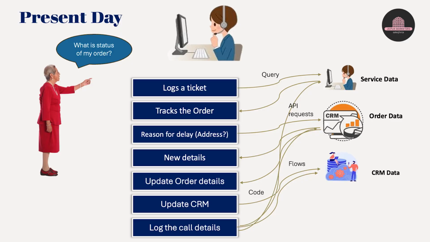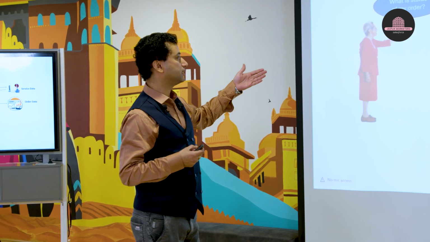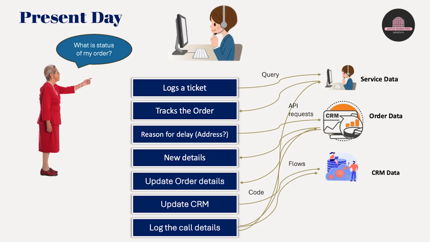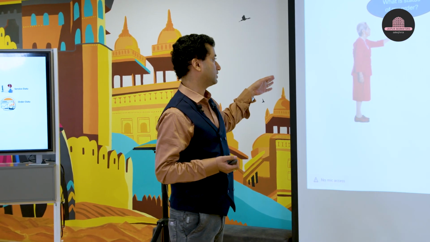From service data, it will start fetching. The agent may need to jump into several other systems to track the details, to scan the data, to find what exactly was the reason for the delay, and act accordingly. Suppose they found the reason for the delay. Maybe there was some mistake in the address, or the telephone number was not correct, or maybe at the time of the delivery, that person was not available at home. Whatever the reason, that needs to be communicated back to the customer.